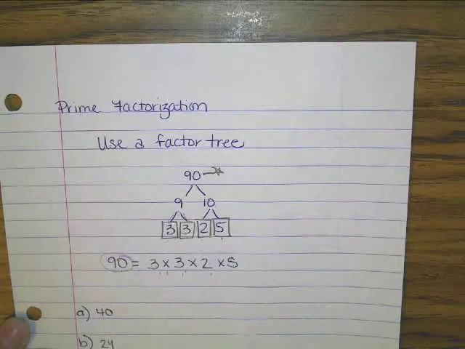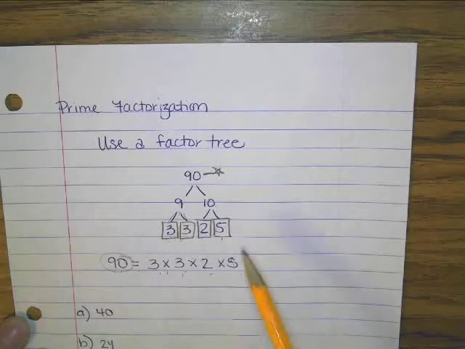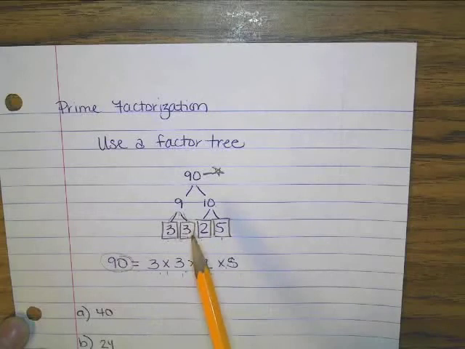Okay? The biggest error you made was not going to prime. So I saw a lot of these were 9 times 2 times 5. And that's wrong, because 9 is not prime. Does that make sense? So this is where you need to know what numbers are prime.